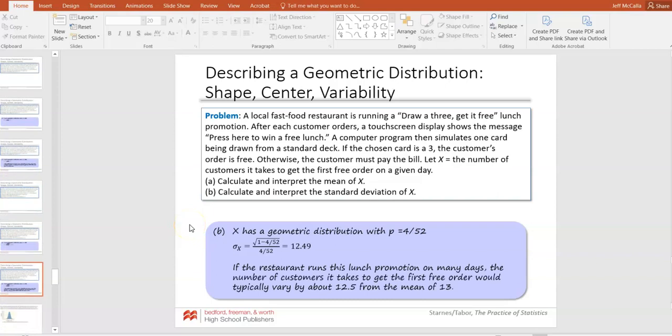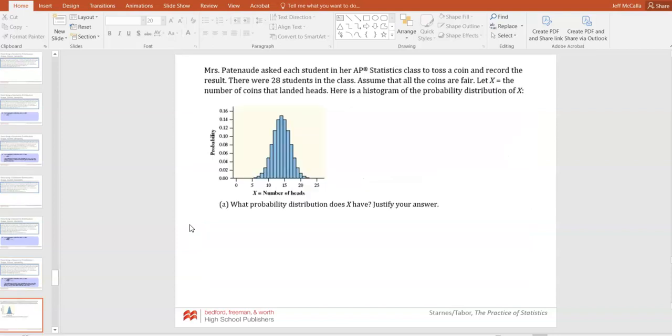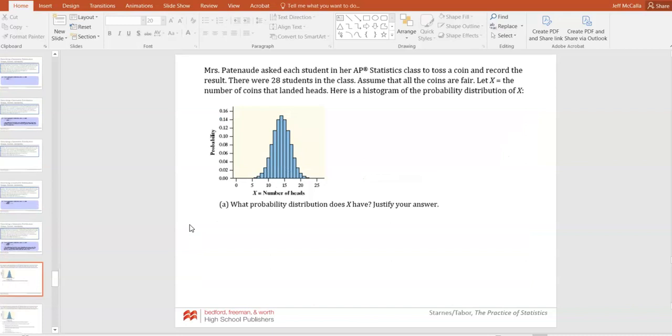If the restaurant runs this promotion, you're going to have a standard deviation of about 12.5. The result typically varies by about 12.5 from the mean of 13.